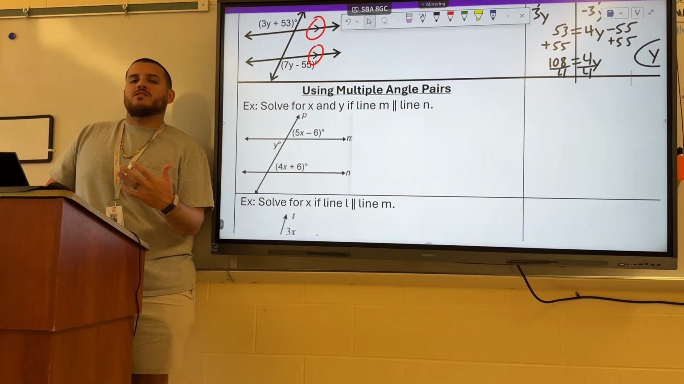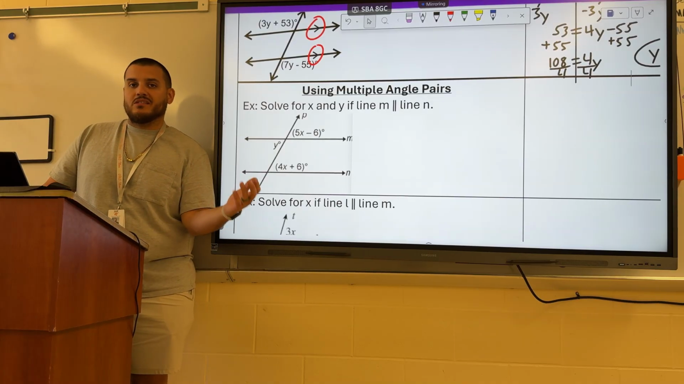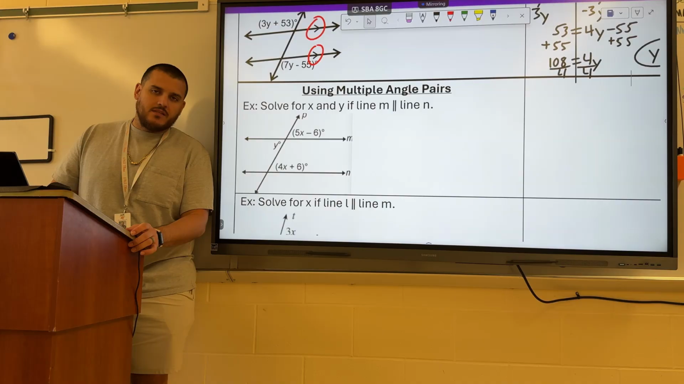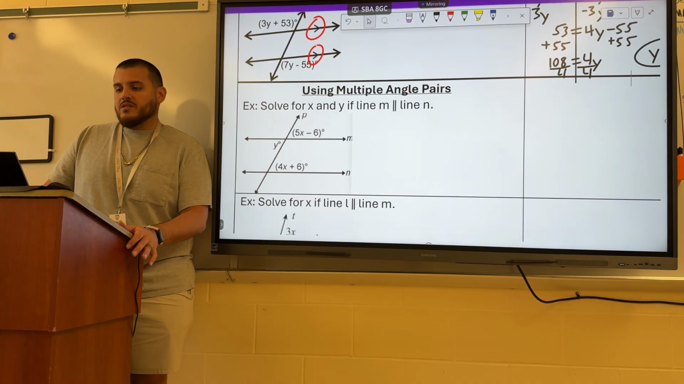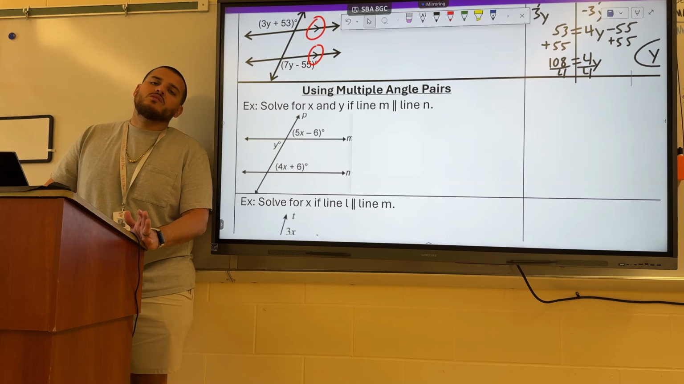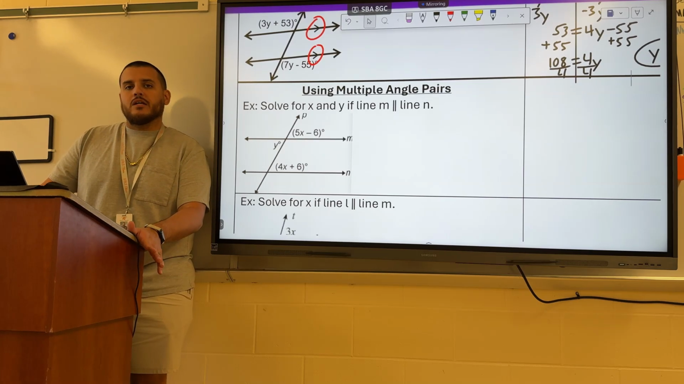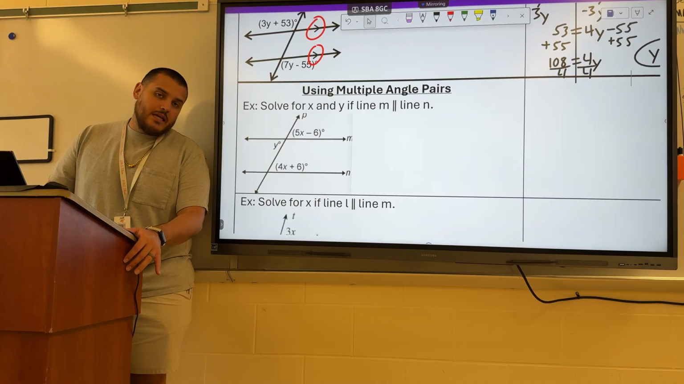We often see that students don't tend to struggle when we're given just single angle pairs on parallel lines and we have to solve for variables. The scenarios that are going to be most challenging is when we have multiple angle pairs involved or multiple variables to solve for on parallel lines, and we will have that.